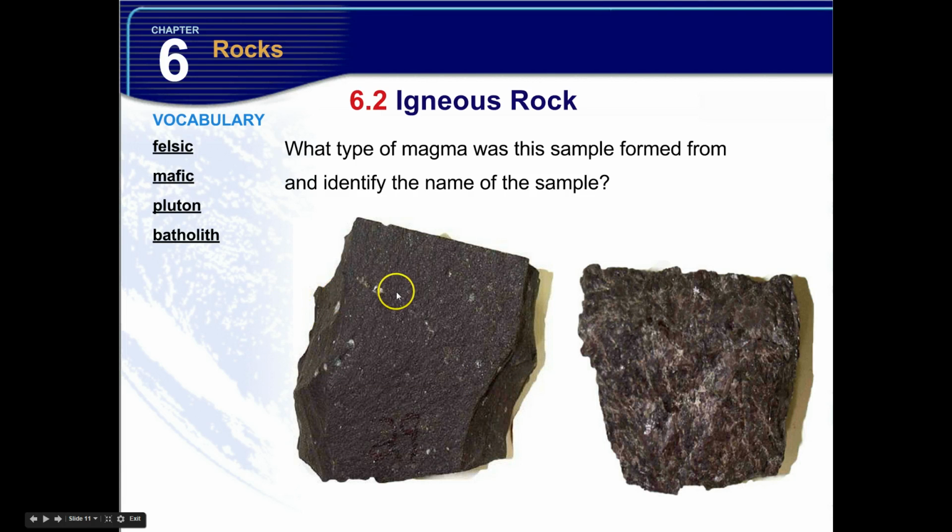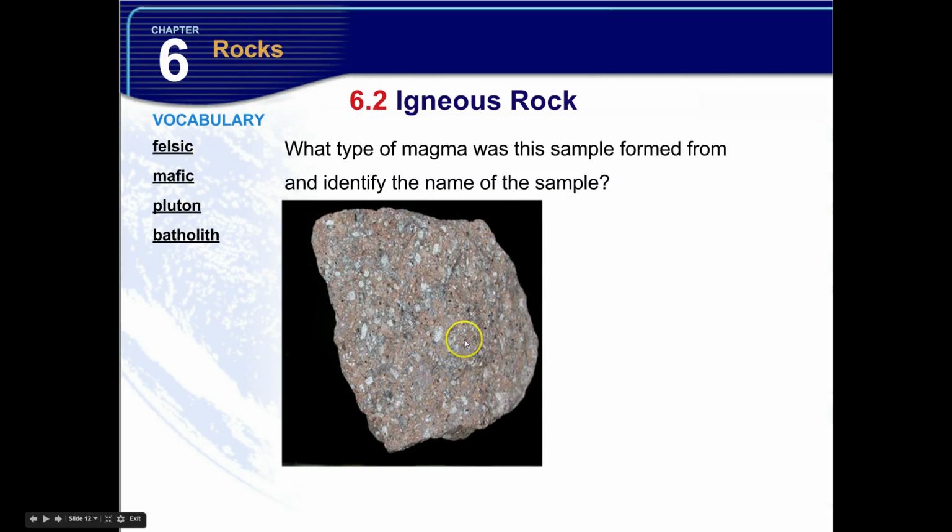How about this one? We have basaltic, so this would be mafic. And you can see here, this one took a little longer to form, so the crystals are a little larger. This one has very small microscopic crystals in it, but they're both basalt.